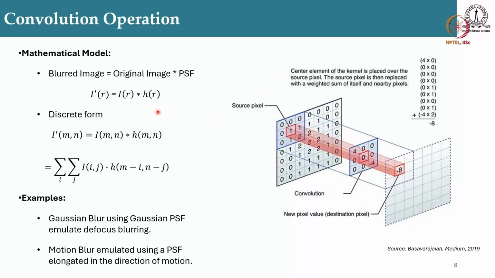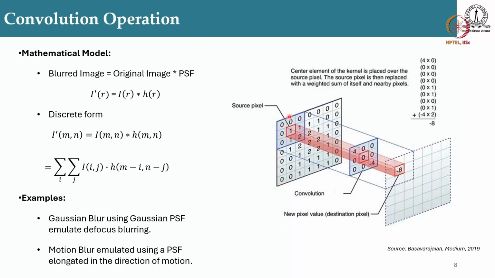In a functional form, it would look something like this. You have an original image, you convolve it using a point spread function, and you will generate a blurred image. In the discrete form, it will look like this. Why discrete form? I will discuss this. But you can also represent this in a continuous form where the summation signs will be replaced by integrals. This schematic will be very helpful to explain the convolution.